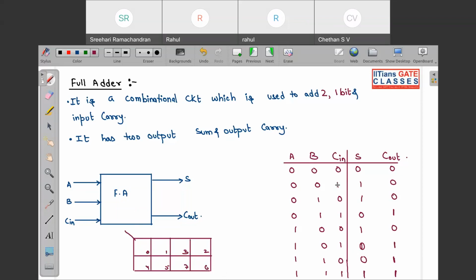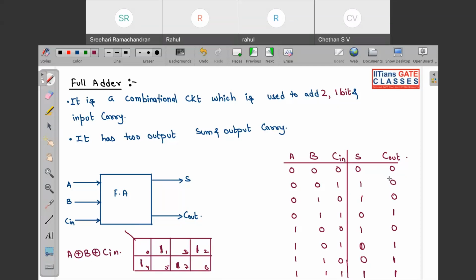Over here you can see 1, 2 and 4, and 7. I already told you, whenever we have such a K map, this is basically XOR. So this will be A XOR B XOR C in. Okay, A XOR B XOR C in, this we will have.